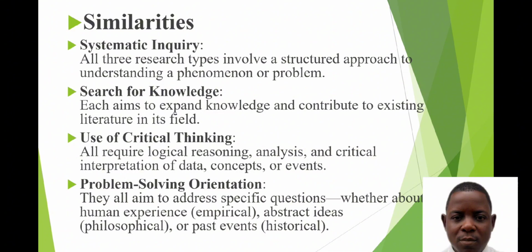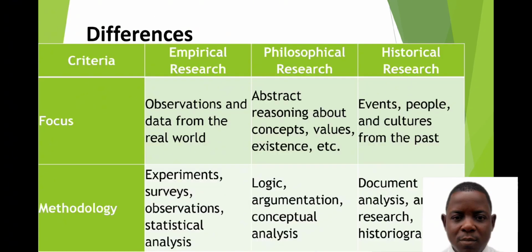Now let's go to the differences. So we're looking at the focus of research. The focus of empirical research is observation and data from the real world. Then the focus of philosophical research is abstract reasoning about concepts, values, existence, and the like. The focus of historical research is events, people, and culture from the past.